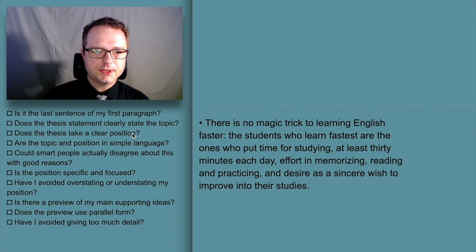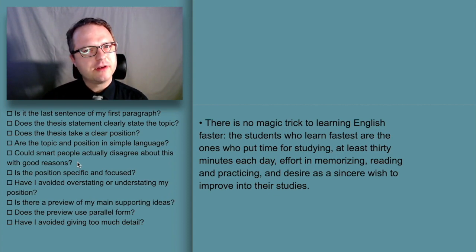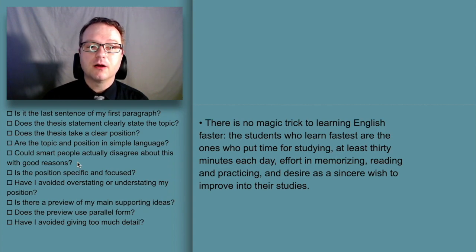Does it take a clear position? Yeah, there's no magic trick, and then the supporting ideas fit that too. Are they in simple language? Well, they're in simple language, but they're using a lot of words, which can be confusing in its own way. But most of these words are not difficult words or unusual words. Could smart people disagree about this? I think it's arguable enough. People could argue different things are necessary for learning English faster. Is the position specific and focused?